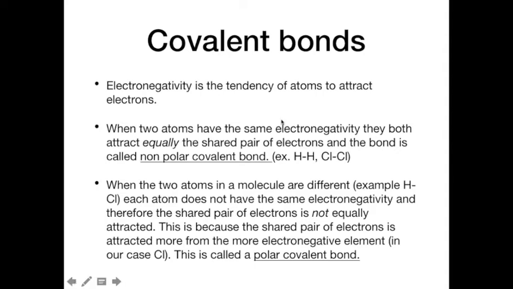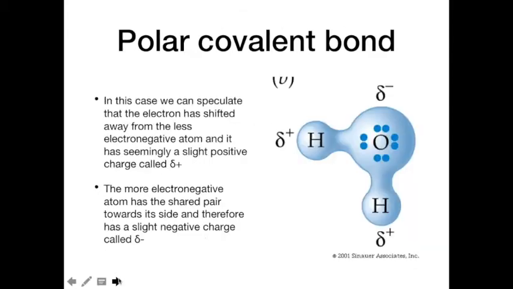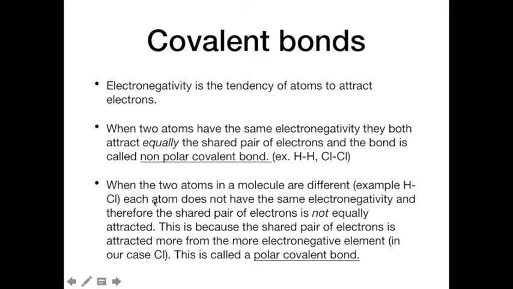Now, the first example, we call it nonpolar covalent bond, which is when two atoms have the same electronegativity, and therefore they both attract equally the shared pair of electrons, and the bond is called nonpolar. But when the atoms in a molecule are different, for example, here, hydrogen chloride, or here, water, each atom does not have the same electronegativity, and therefore the shared pair of electrons is not equally attracted. This is because the shared pair of electrons is attracted more by the more electronegative element, and we have as a result the creation of a polar covalent bond.